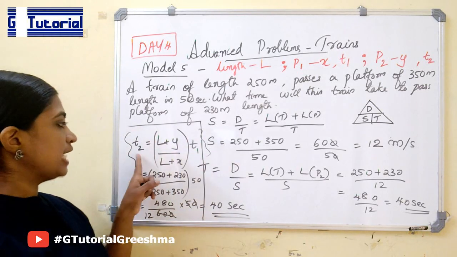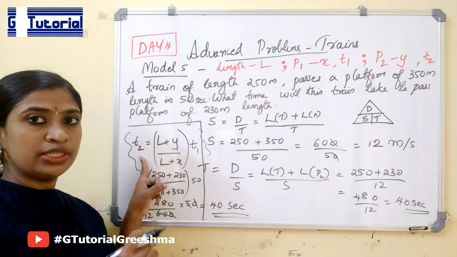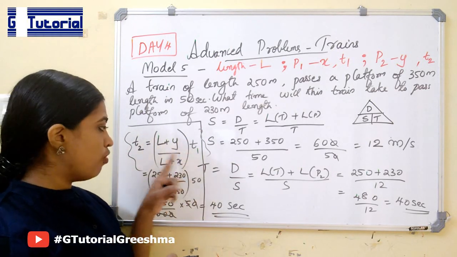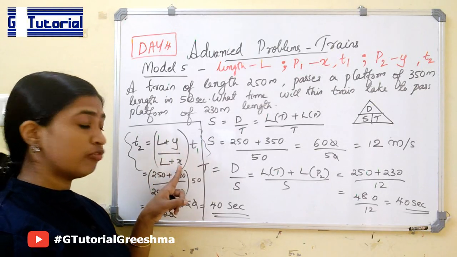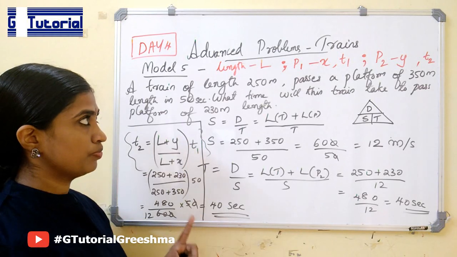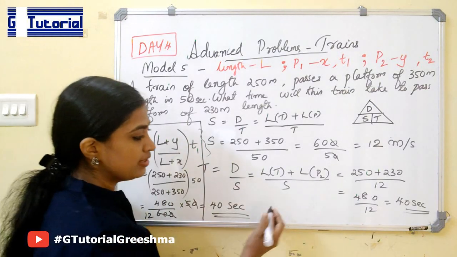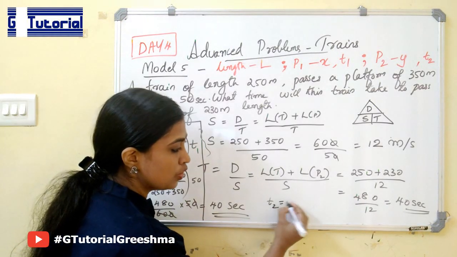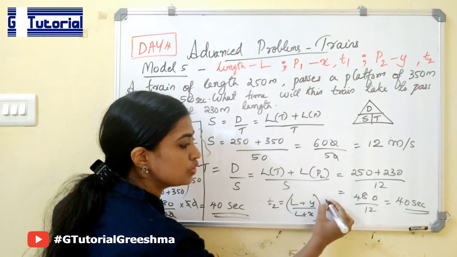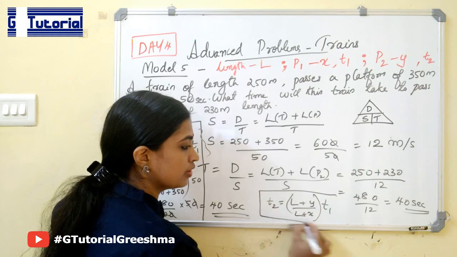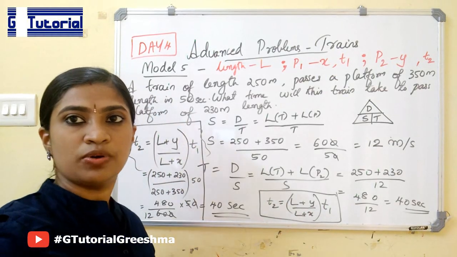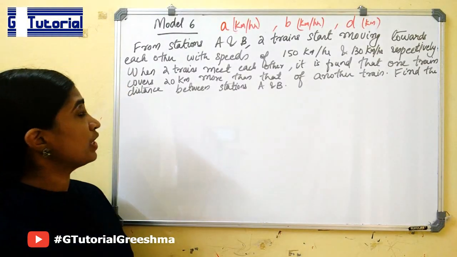That is, time taken to cross the second platform T2 is equal to length of the train plus length of the second platform by length of the train plus length of first platform into the time taken to cross the first platform. So just learn by heart that T2 is equal to L plus Y by L plus X into T1. Okay, now we can move on to the next model, that is the 6th model.